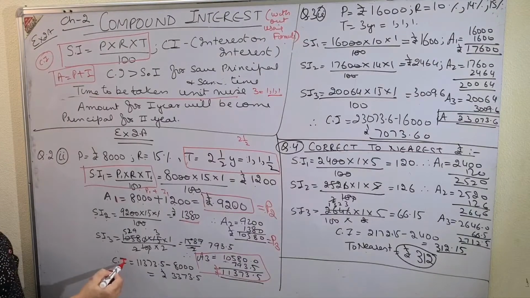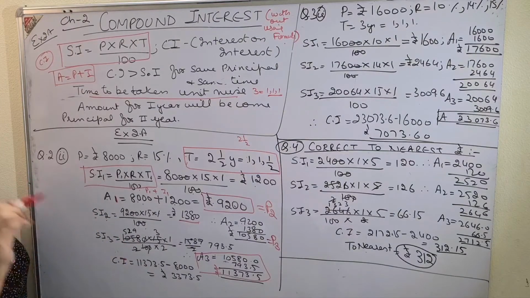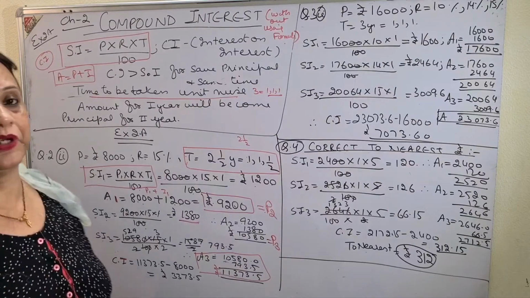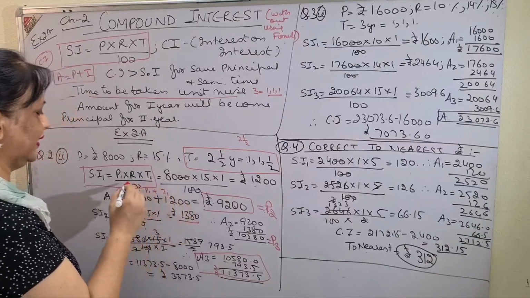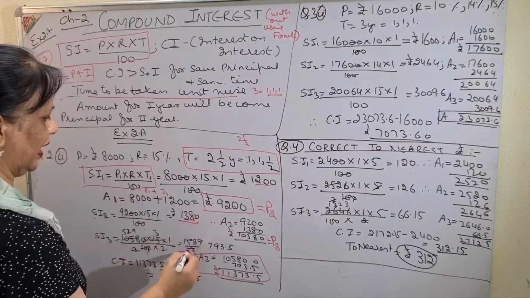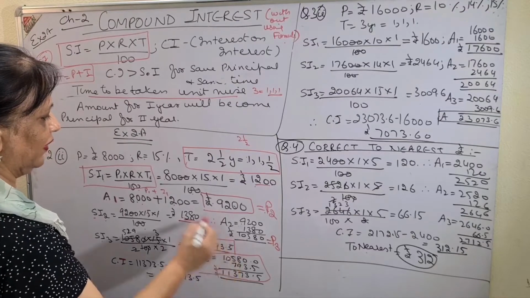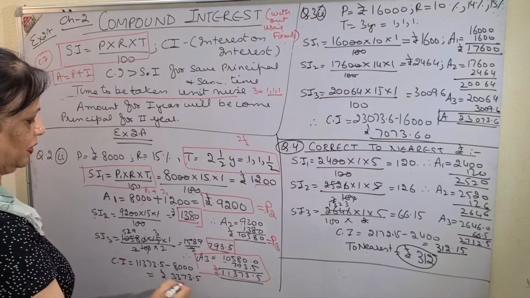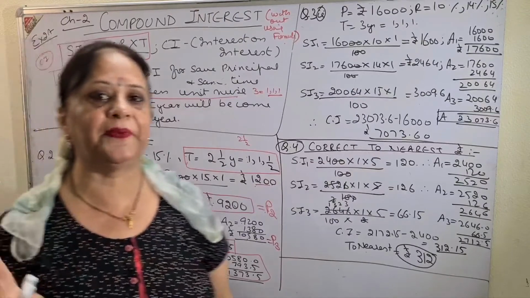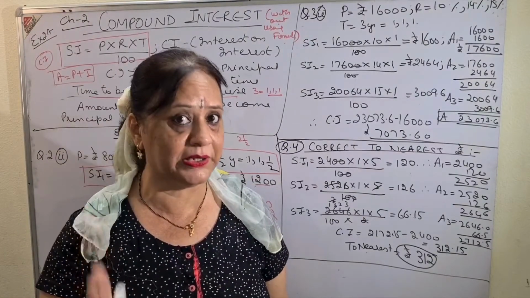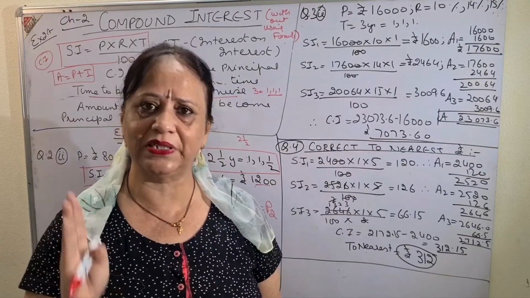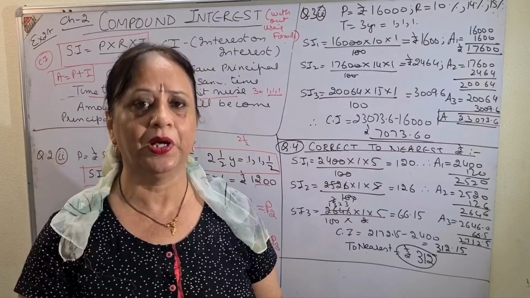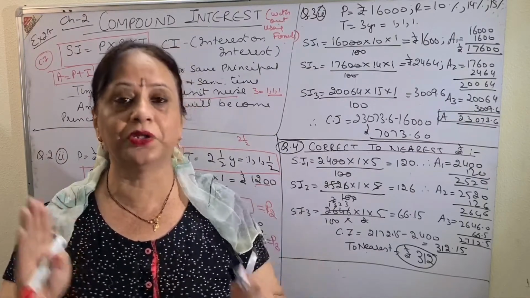And then what is compound interest? Compound interest can be calculated in two ways. Either you subtract the original principal from the final amount, I am talking about the original principal, or you can add the three interests: 1,200, 1,380, and of course the third one is 793.5. If you add the three, then also you get the compound interest. So two methods: either you subtract the original principal from the final amount, or you add the three interests, SI1 plus SI2 plus SI3. So this is the basic concept of compound interest without using the formula.